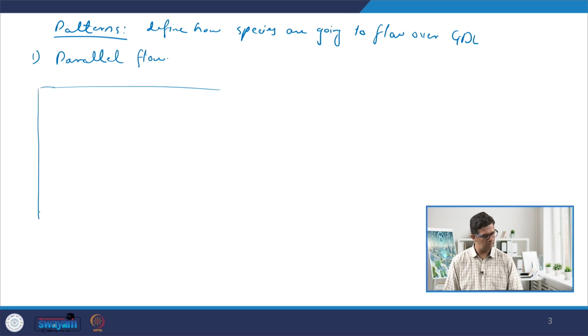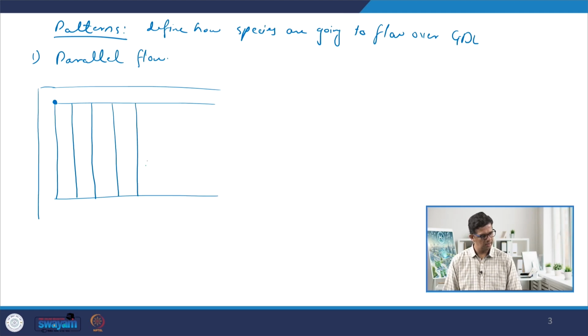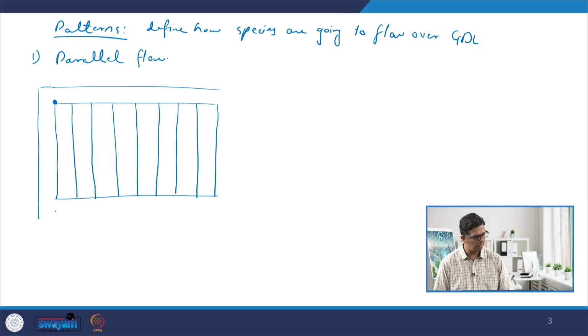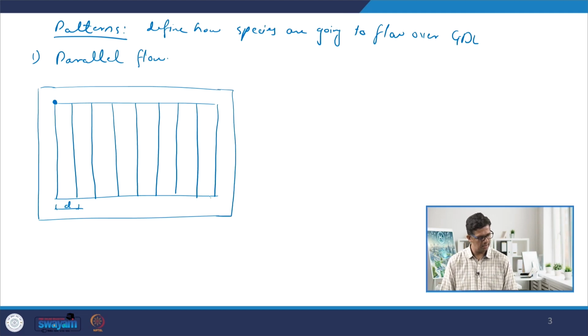So when we have a bipolar plate, let us say this is the inlet of the species, that is where they make their entry. So parallel flow means we have channels that are parallel to each other. So these are the channels. They are very parallel to each other, and they are also equally spaced across the entire area of the electrode. So this distance between two channels, let's say it is d. D is the same for all the channels, and this is the width of the bipolar plate, and this is where they come out. So this is an exit and this is an entry. It can be a little on this side as well.